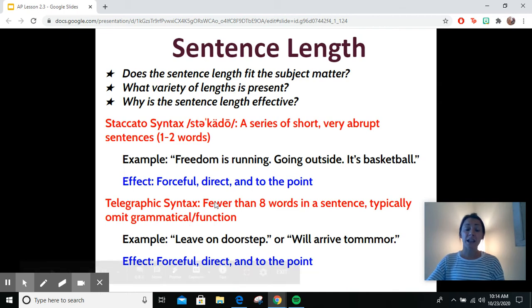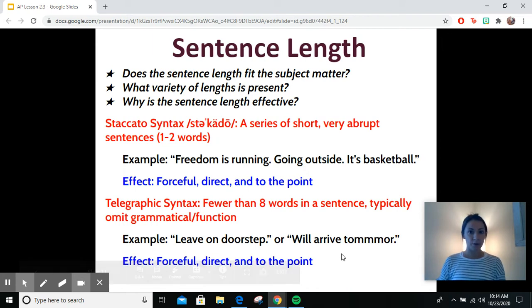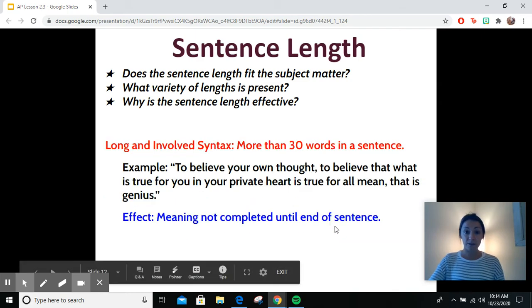Telegraphic sentences or telegraphic syntax, fewer than 8 words in a sentence, typically omit grammatical functions sometimes, meaning like you might write these things as like notes, right? Quick notes for somebody, or like texting sometimes. Example, leave on doorstep or will arrive tomorrow. The effect of this is forceful, direct, and again to the point.